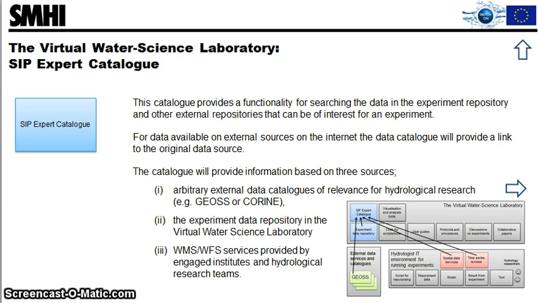When an experiment has been initiated, the SIP Expert Catalog provides functionality for searching, finding, and exploring data. The data in the catalog will come from 3 different sources. It could be arbitrary external data catalogs that are relevant for hydrological research, for instance GEOSS or CUAHSI. It might also be experiment data from previous experiments in the Virtual Water Science Laboratory. And also, a research team can enroll and link their own external data sources and make them visible in the SIP Expert Catalog.